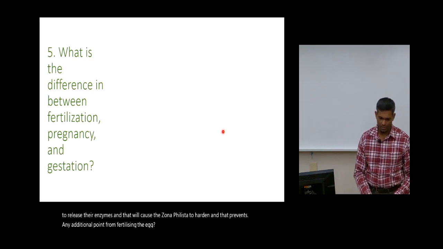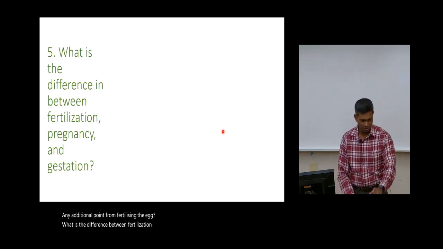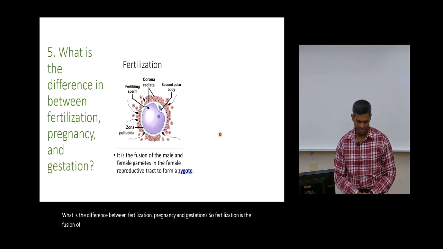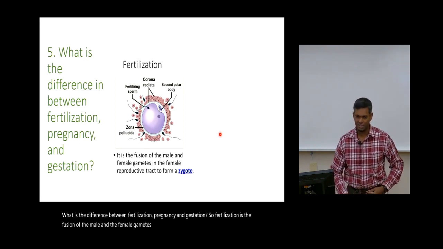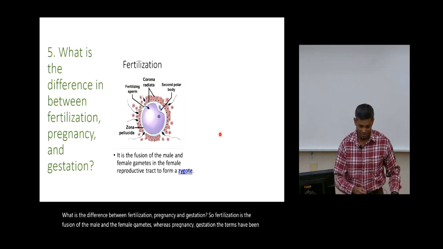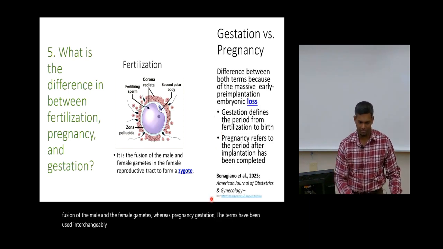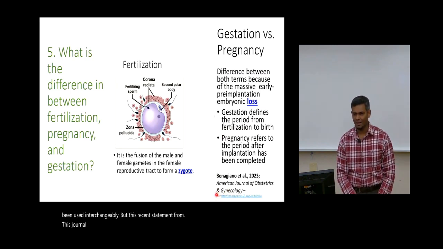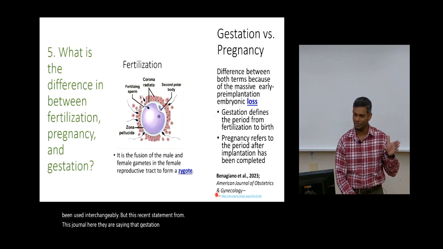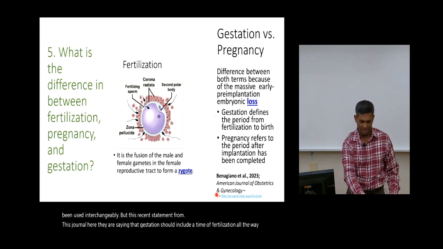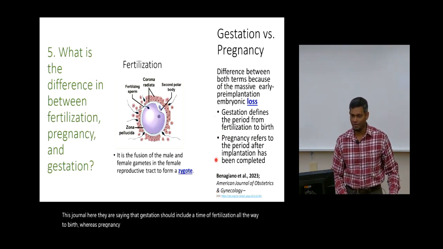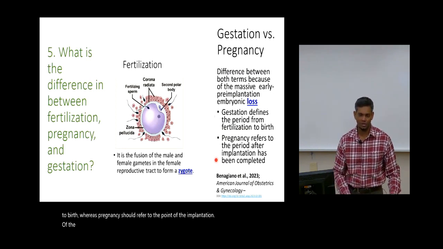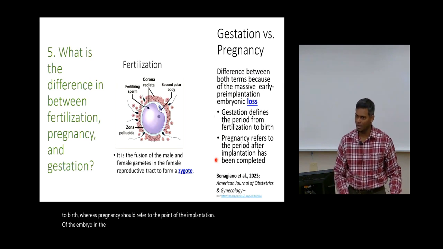What is the difference between fertilization, pregnancy, and gestation? So fertilization is the fusion of the male and the female gametes, whereas pregnancy and gestation, the terms have been used interchangeably, but this recent statement from this journal here says that gestation should include the time of fertilization all the way to birth, whereas pregnancy should refer to the point of the implantation of the embryo in the uterine wall up to birth.